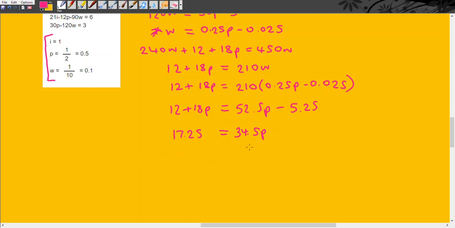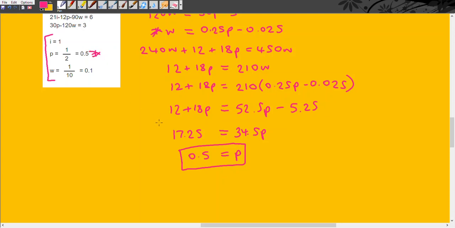So now if we just divide both sides by 34.5, we're going to end up with our amount for 1 pig. 17.25 divided by 34.5 equals 0.5. So here we now have the total p equals 0.5 that we had up there.